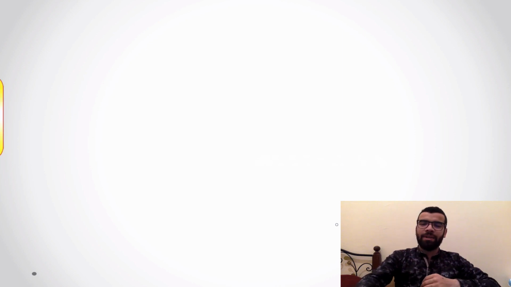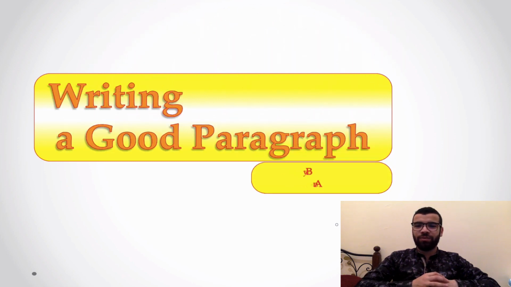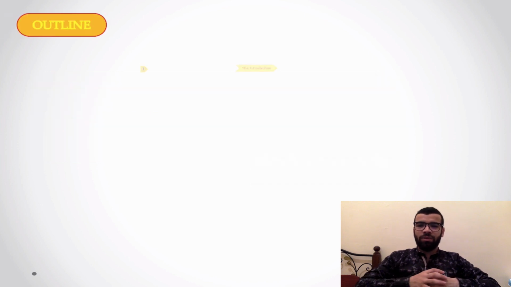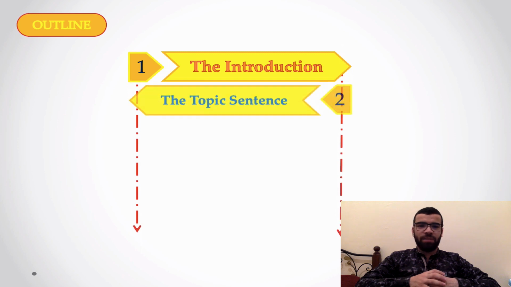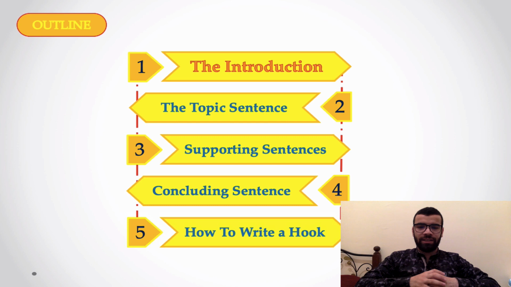Today's session is about how to write a good paragraph, which is considered the basis of all other types of writing that you will need as an English student. This video outline is going to tackle the three main parts of a paragraph as well as a general introduction, and in the end we will understand how to write a hook with its different types. So let's get started with an introduction.